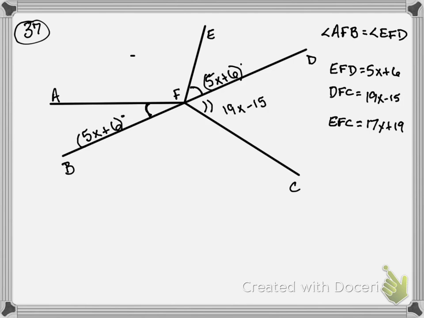Okay, it also tells me that EFC is 17x plus 19. Well, where is EFC? EFC happens to be all the way around, right? From E all the way to C. That is my 17x plus 19.